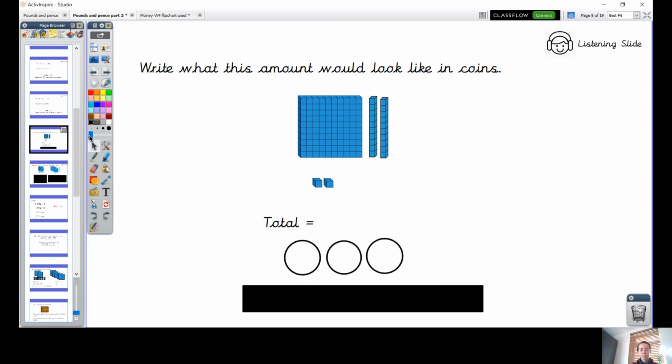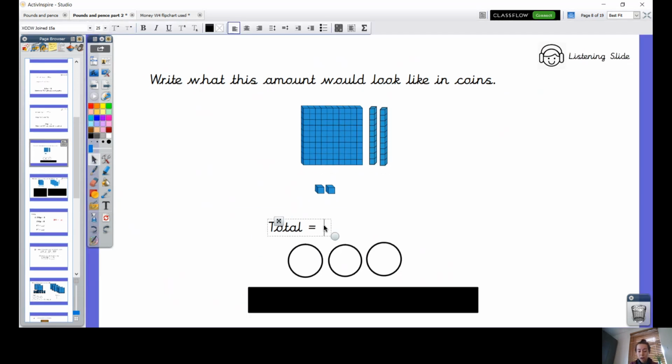Okay, let's move on. Sometimes you might have a question that looks a bit like this. So just listening for this slide. I've got to write what this amount would look like in coins. And I've got some Dienes here that show me what the amount is. Now what's going to really help me first is if I find the total. So we've done a lot of this in class in Year 3. So we're just adding these Dienes together.